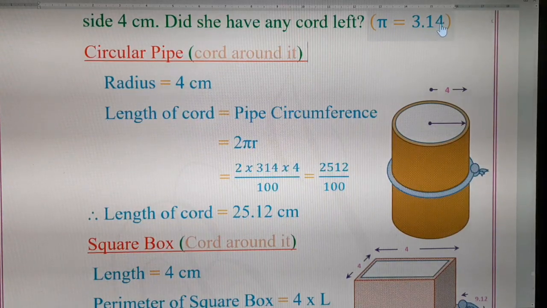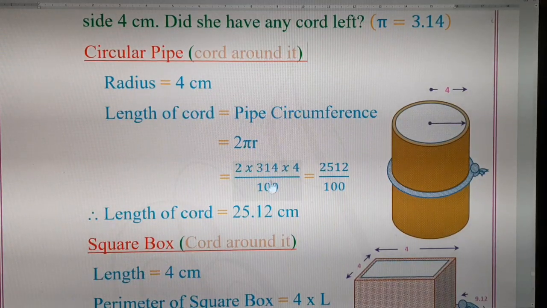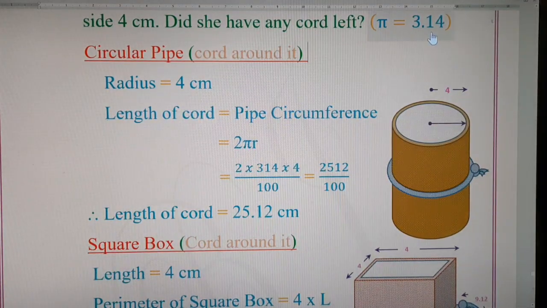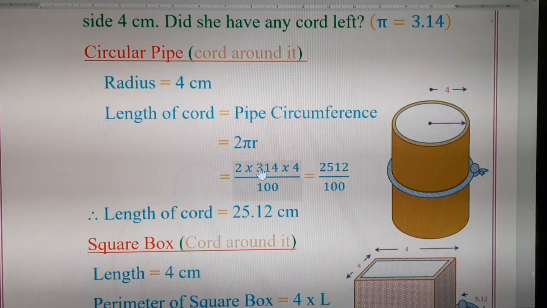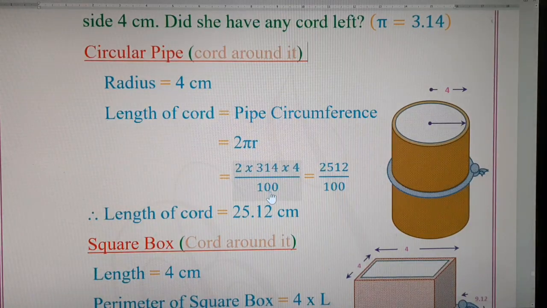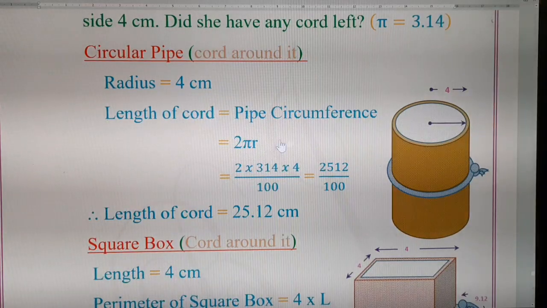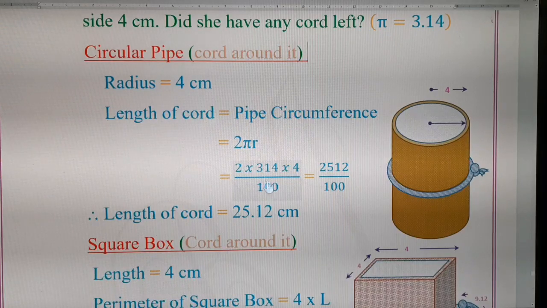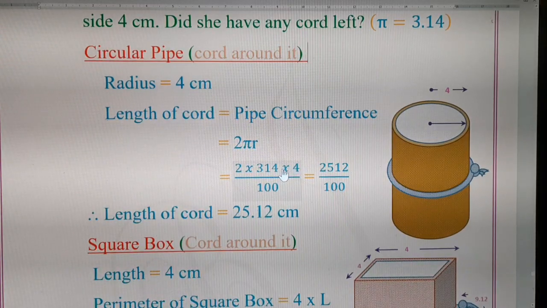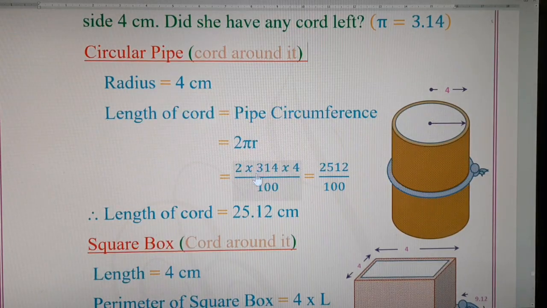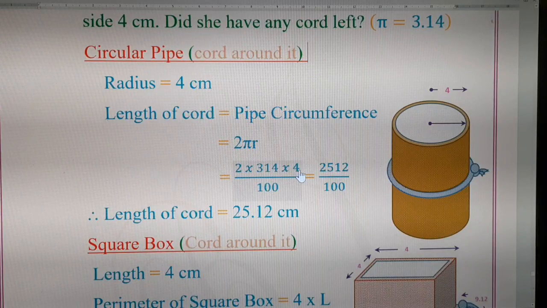The value of pi is 3.14. So in pi's value we have to substitute 314 upon 100, because we are removing the decimal point from 3.14, and in order to remove the decimal point we have to write upon 100, or divide by 100, so that we can write it as a fraction. So instead of 3.14 we are writing the value of pi as 314 upon 100. Now radius is given as 4, so that will multiply with 314, and hence we get the next step as 2 into 314 into 4 upon 100.